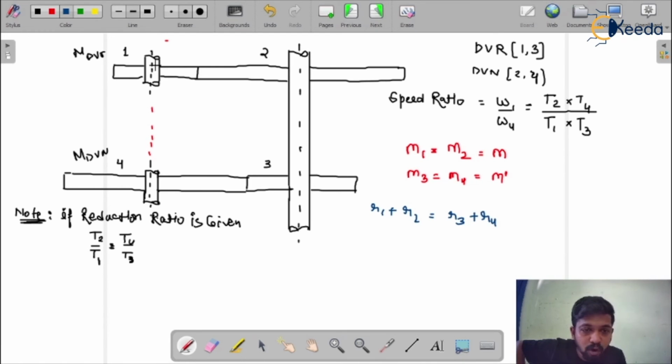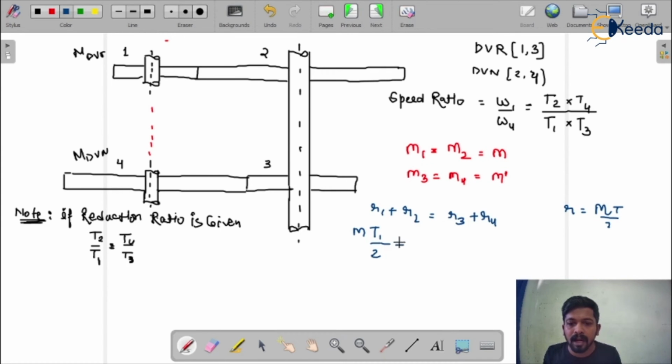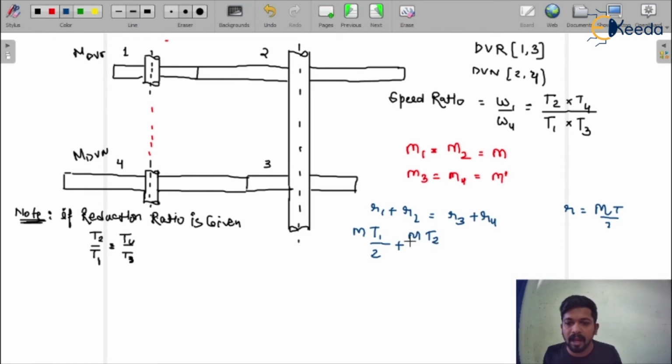Here you can see R1, the radius of the pitch circle of gear 1, and R2, the radius of the pitch circle of gear 2. When you do the summation R1 plus R2, that would be the distance. And we all know 1 and 4 are on coaxial shafts, so R3 plus R4 would be equal to R1 plus R2. And we all know the formula for radius is mT by 2. So I can write mT1 by 2, because the module for gears 1 and 2 is m, and similarly mT2 by 2.